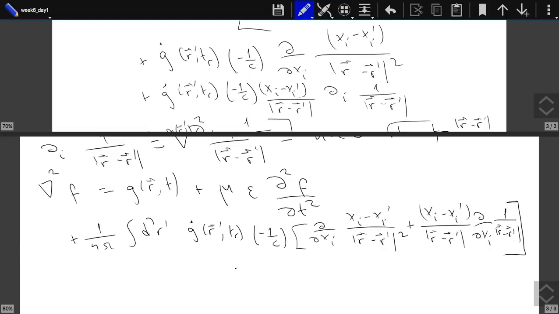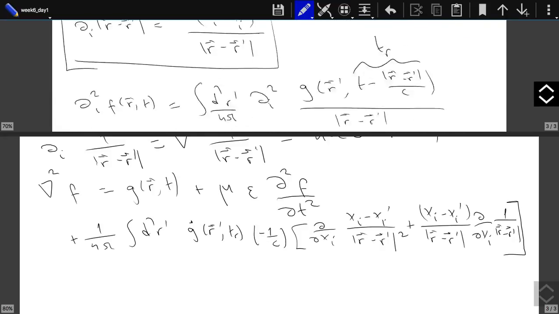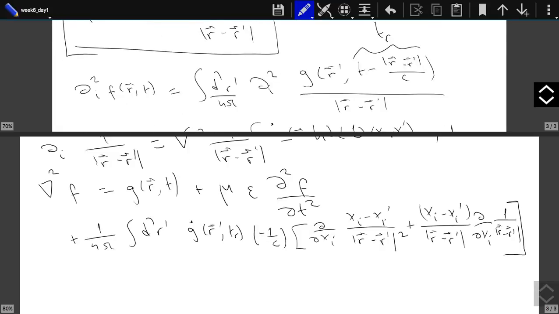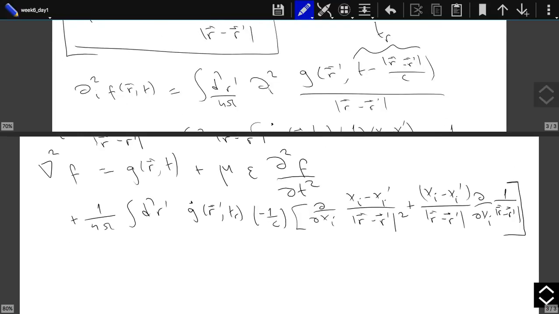You see, in these expressions, I already have almost my solution. I just need to make one correction to my solution though. Let's see it later on. So what do we have? The Laplacian of f minus mu epsilon del squared by del t squared acting on f is equal to g. This was the equation I was trying to solve. Well, I seem to have that additional term if I didn't make a mistake.